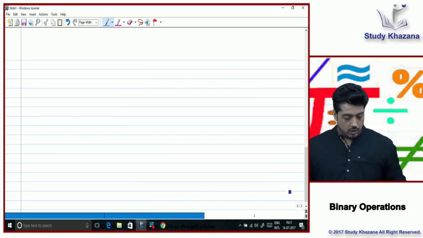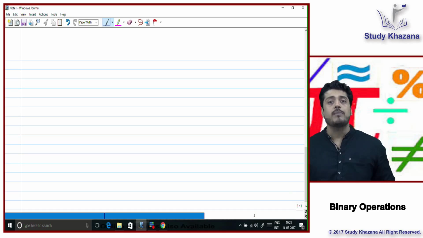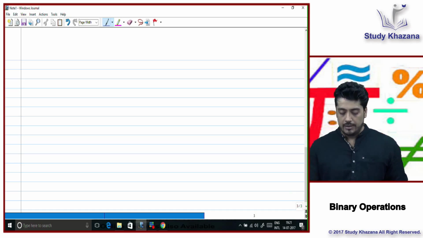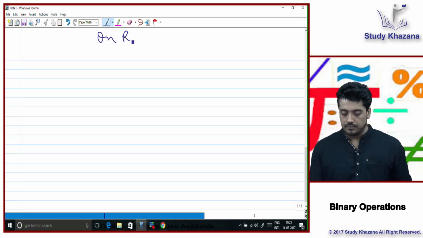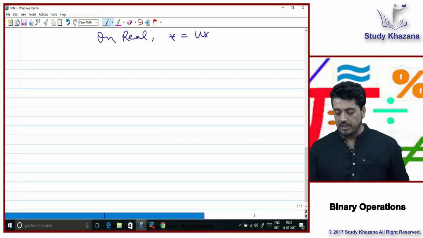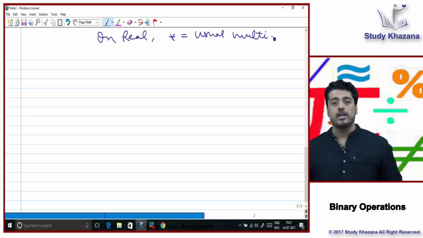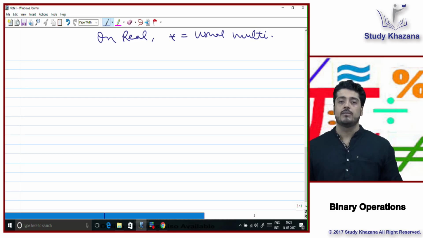Now, on the same set, if I change my binary operation, let us take on reals, star to be usual multiplication. I am taking this star to be usual multiplication of real numbers. We know that multiplication of real numbers is also a well-defined binary operation on R. So therefore, we can talk of identity element and invertible element.